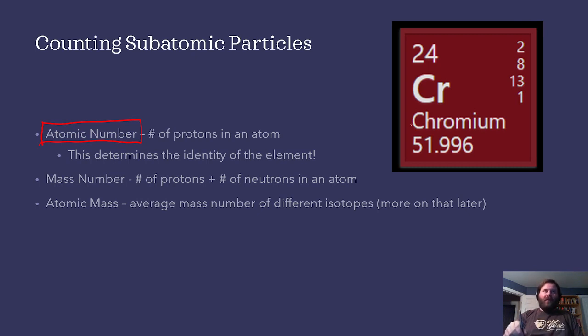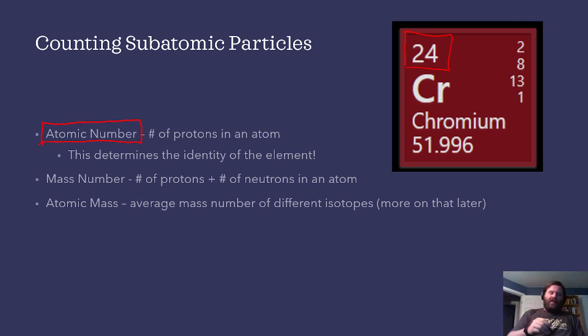So up here we've got chromium. That's an element on the periodic table, sort of in the middle. It's a metal. And the atomic number for chromium is up there in the upper left, 24. That means that every single atom of chromium will have 24 protons in its nucleus. It can have a different number of neutrons, as we'll discuss later, and it can have varying numbers of electrons, but chromium is literally defined as being made up of atoms that have 24 protons in them. And that's why this atomic number is important.